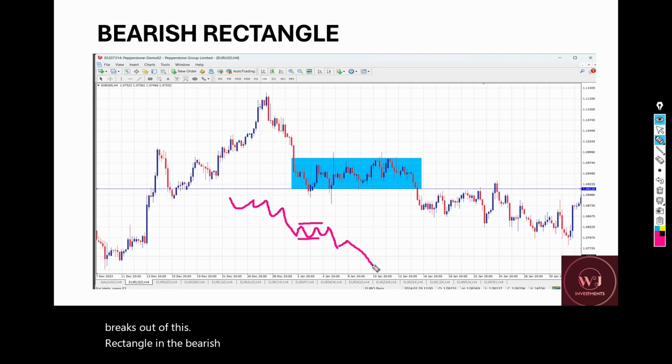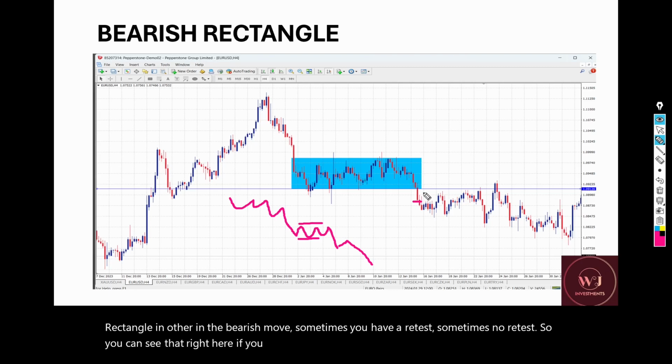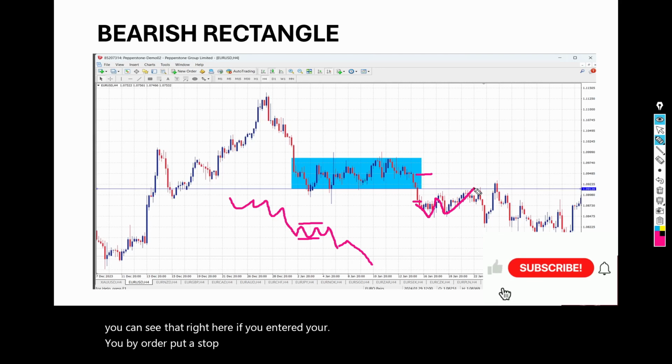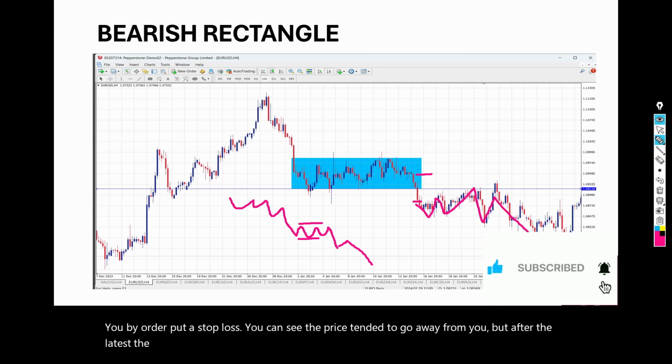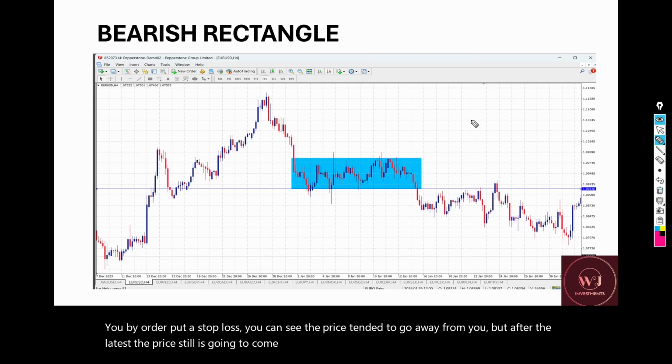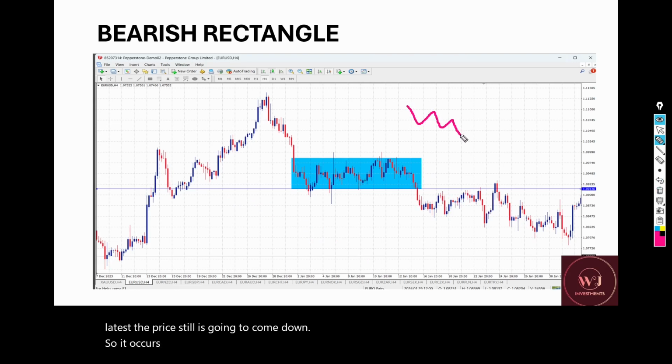Sometimes you have a retest, sometimes no retest. So you can see that right here, if you entered your sell order and put a stop loss, the price tended to go away from you, but after the retest, the price still is going to come down. So it occurs on a downtrend, then a short-term consolidation, then a break, sometimes a retest, and then you catch the wave down.